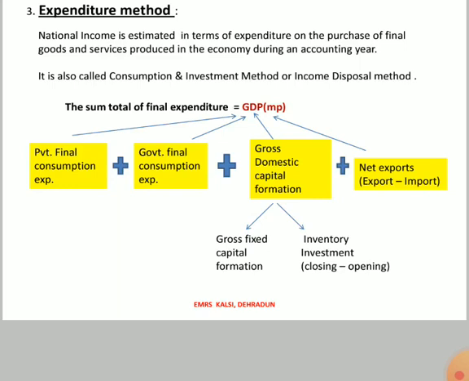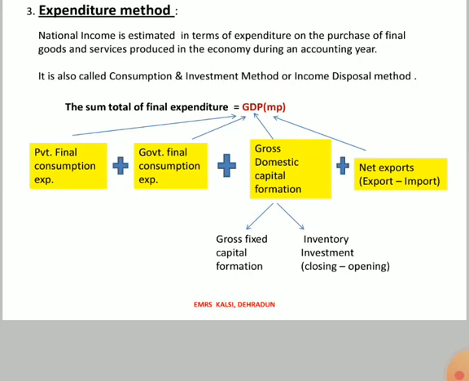Intermediate goods are not counted because their value will be added in the final goods only. So there will be a problem of double counting, meaning the value of one good will be counted twice. To avoid this problem, we count only the expenditure made on final goods and services.